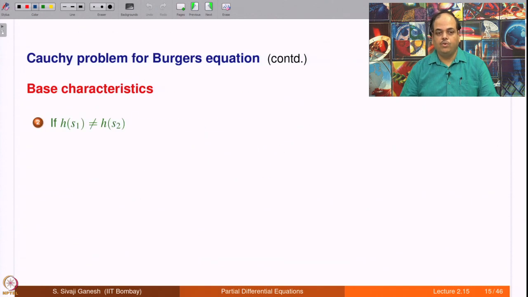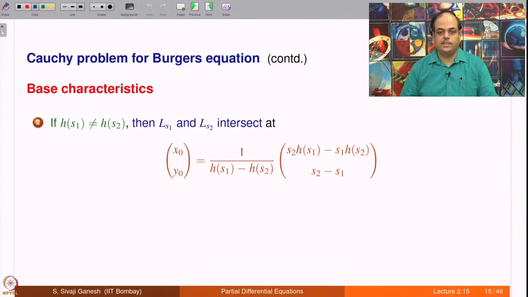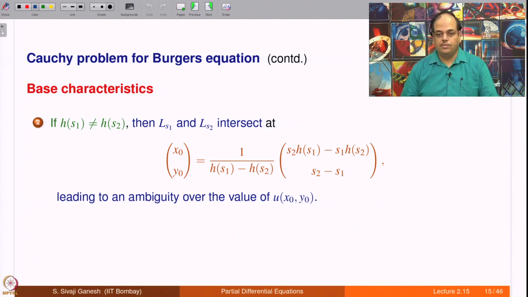But if they are not equal, then the system has a solution, they intersect at this point, leading to an ambiguity in the value of the u at that point (x0, y0), because it is both h(S1) and h(S2) and they are not equal. So, there is a problem, there is ambiguity. Should it be h(S1) or should it be h(S2)?